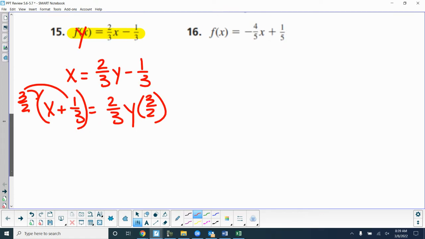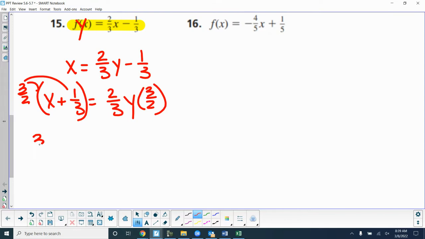Okay? So this is 3/2 x plus 1/2 equals y, which we end up changing to f inverse, right? That's all you do. Now, it also said we were supposed to graph these, right? Again, you guys should be able to graph.